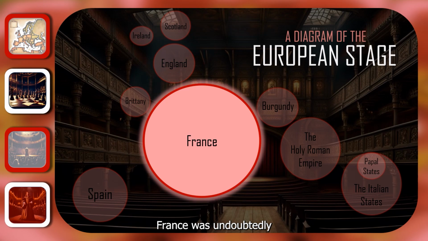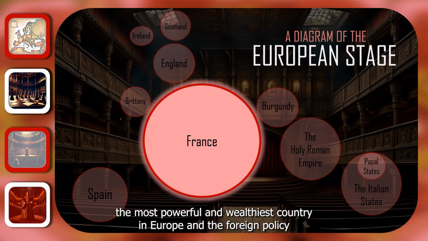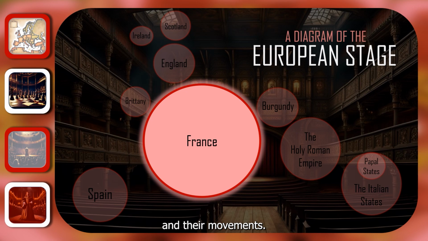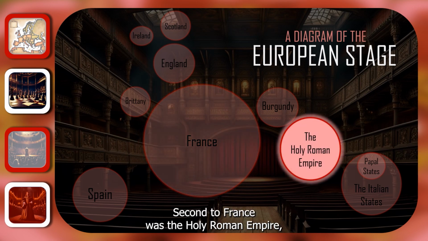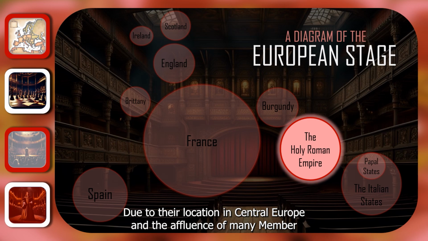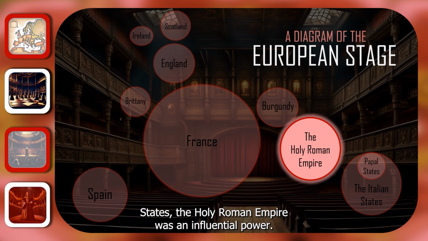France was undoubtedly the most powerful and wealthiest country in Europe, and the foreign policy of the other nations often revolved around the French kings and their movements. Second to France was the Holy Roman Empire, which was a federation of semi-autonomous nations. Due to their location in Central Europe and the affluence of many member states, the Holy Roman Empire was an influential power.